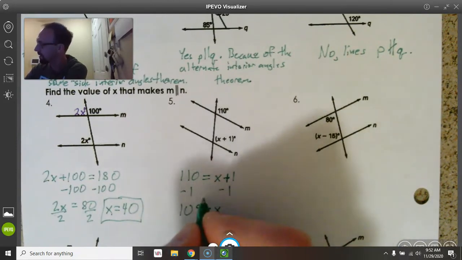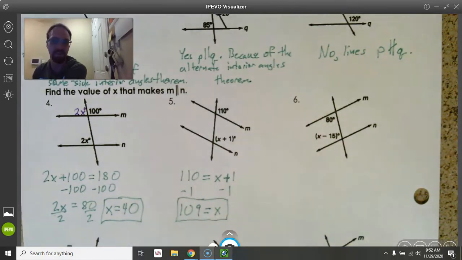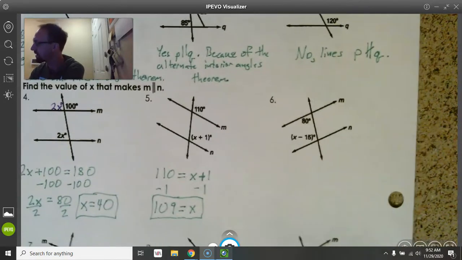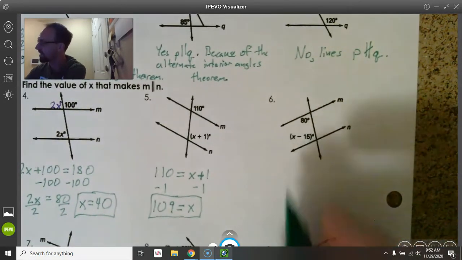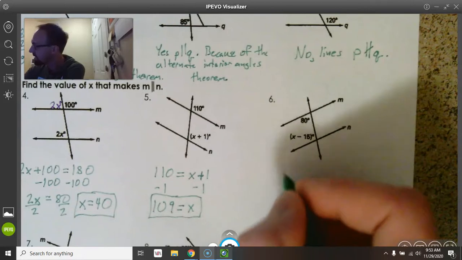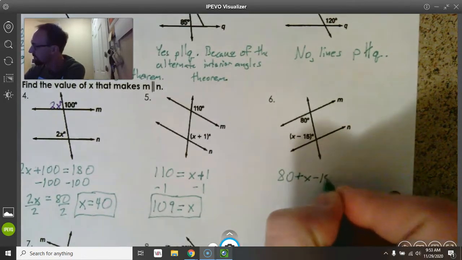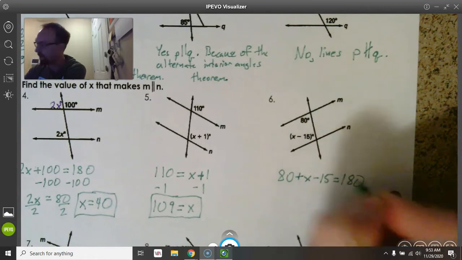So x equals 109. And remember, that's the same as saying 109 equals x. 80 and then x minus 15. These both are same side interior angles. So I can do 80 plus x minus 15 equals 180.